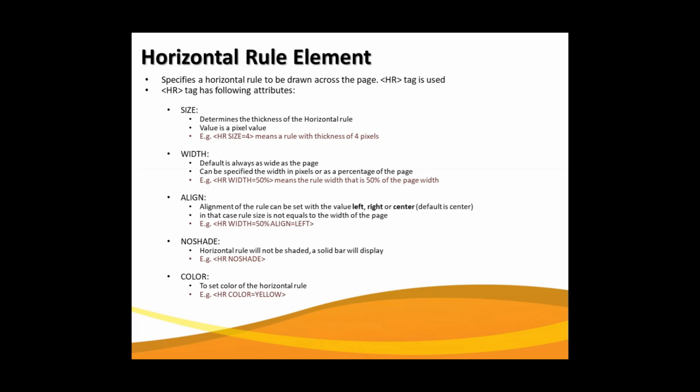With the color attribute, you can change the color of the horizontal rule. The value of color can be defined via hexadecimal or the name of the color, as was discussed in the font color section. That's all for this lesson.